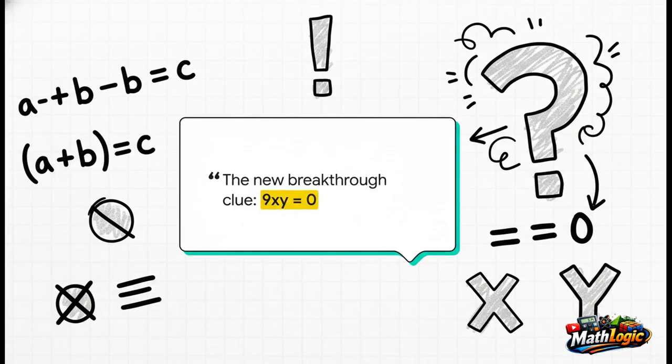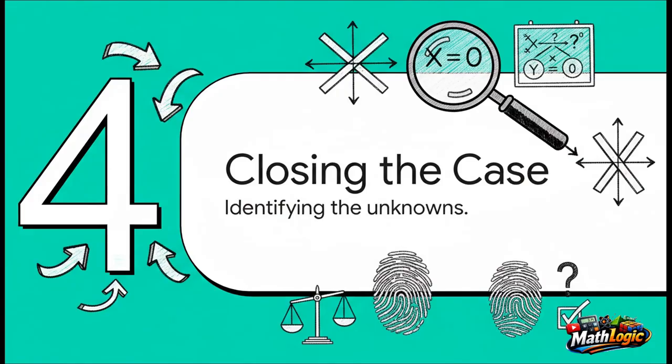And the result is just shockingly simple. 9 times x times y equals 0. That's it. This is our second and final breakthrough. The implication is undeniable. Either x has to be 0 or y has to be 0. The case is blown wide open. We are in the end game now. We have a crystal clear path forward. We know for a fact that either x is 0 or y is 0. All we have to do is plug these facts back in, and we can finally identify our suspects.